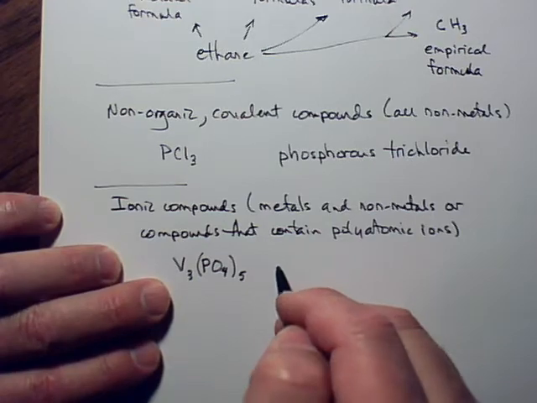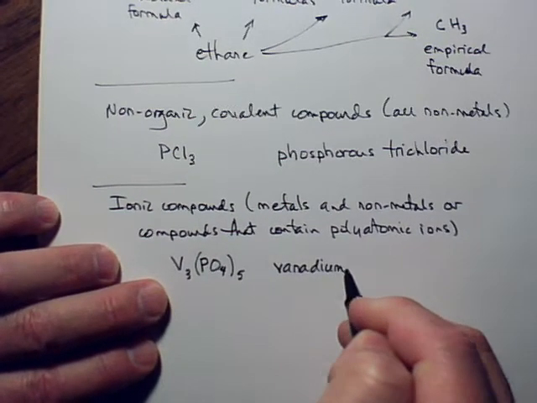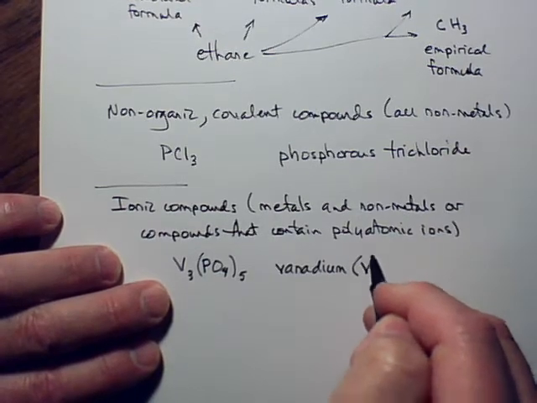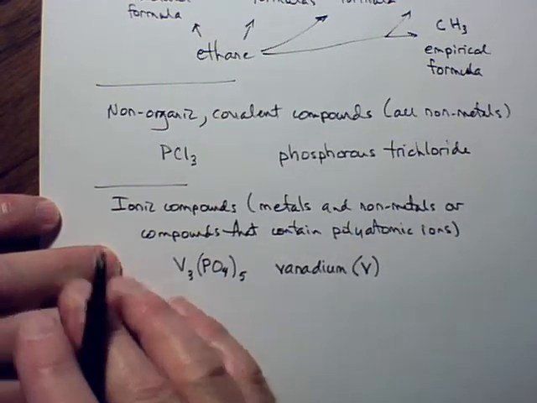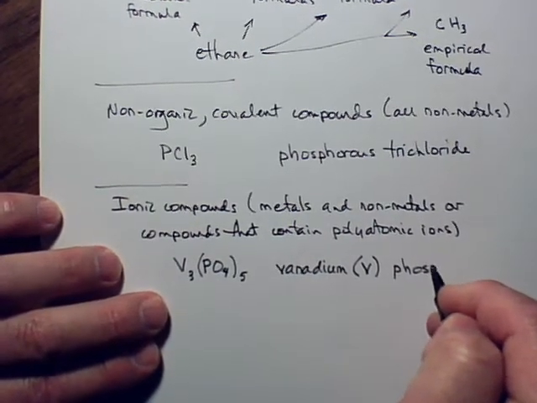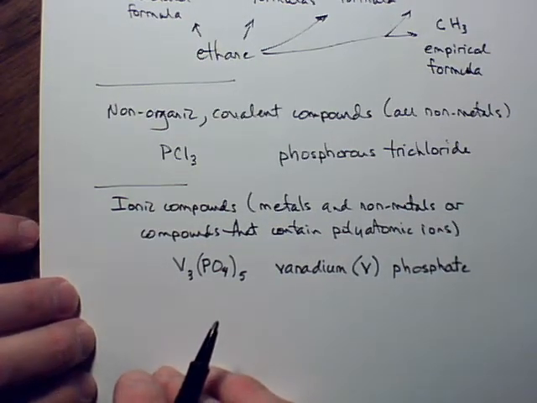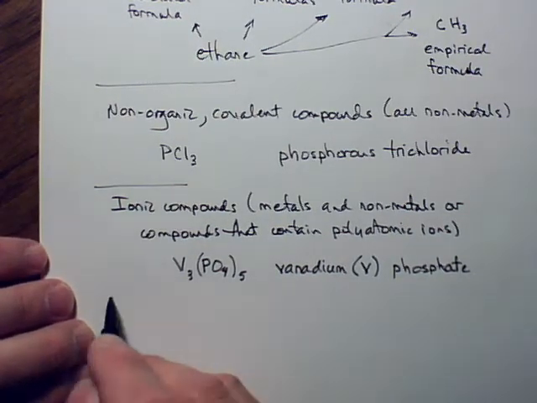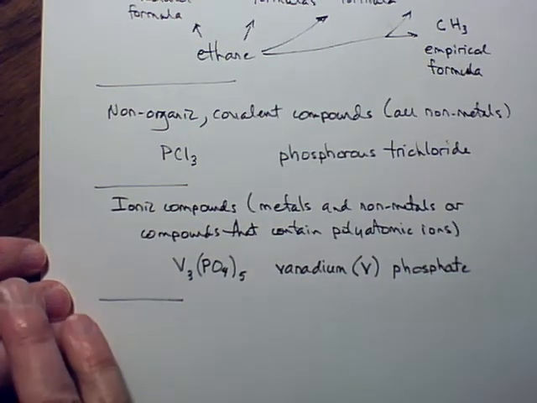So this is vanadium 5. This is a Roman numeral 5. And this is phosphate. That says vanadium.